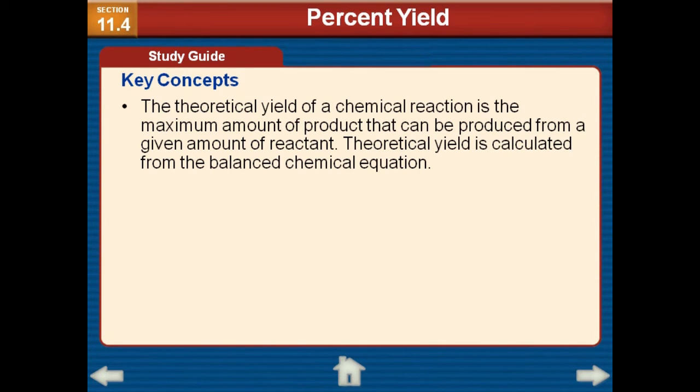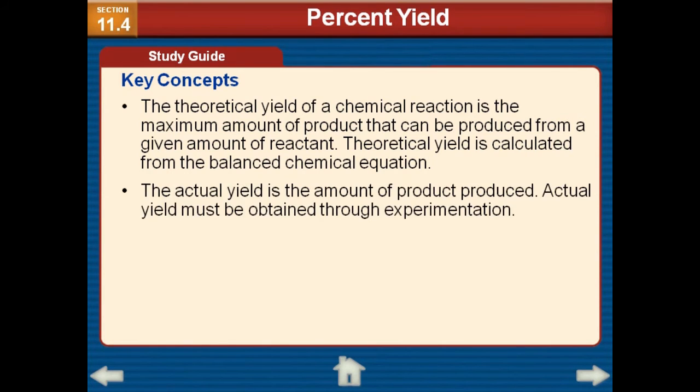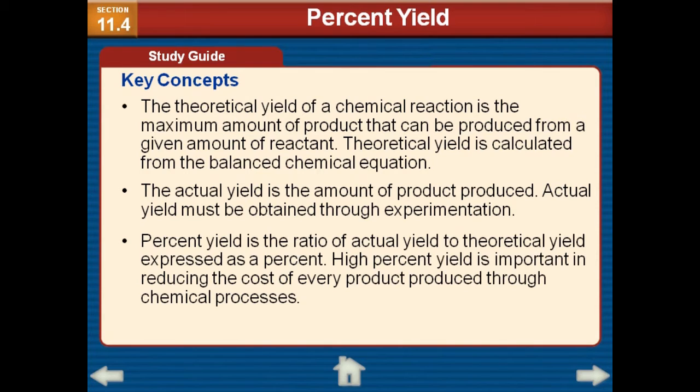The theoretical yield of a chemical reaction is the maximum amount of a product that can be produced from a given amount of reactant. Theoretical yield is calculated from the balanced chemical equation. The actual yield is the amount of a product produced. Actual yield must be obtained through actual experiments. Percent yield is the ratio of actual yield to theoretical yield expressed as a percent. High percent yield is important in reducing the cost of every product produced through chemical processes. Percent yield equals actual yield over theoretical yield times 100.